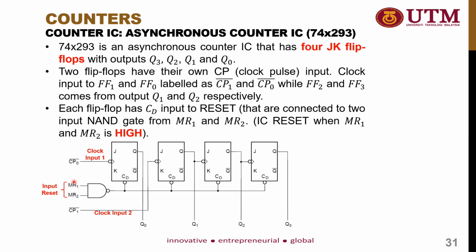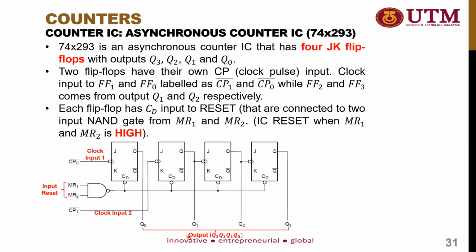To reset the counter, we need to give input to MR1 and MR2. If we want to reset the counting, we need to give an input of 1 to each of MR1 and MR2. Because 1 multiplied by 1 equals 1, and then it is complemented by the NAND gate, each CD input will get 0. When the CD input gets 0, the reset function is activated and the counter will be reset. And this counter has a total of 4 bits of output.